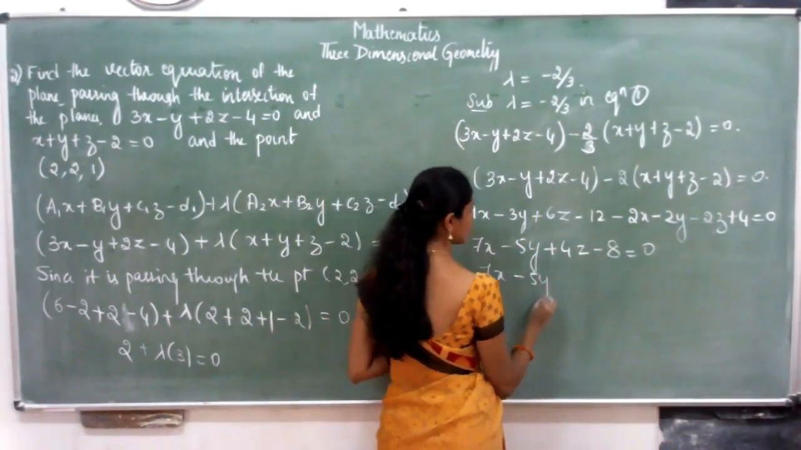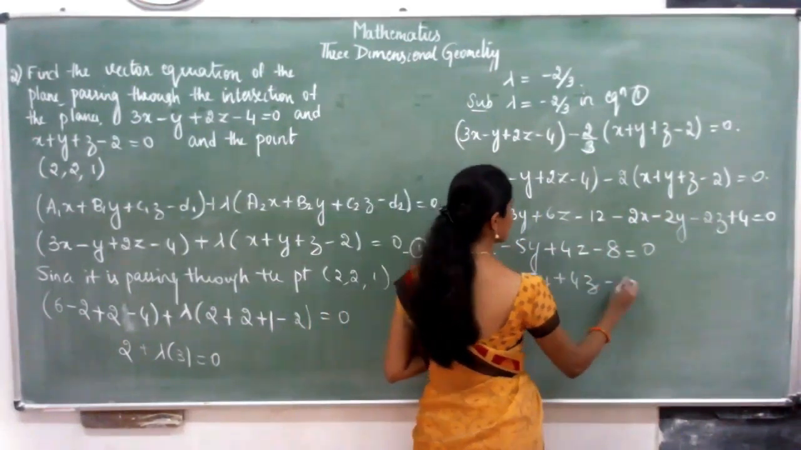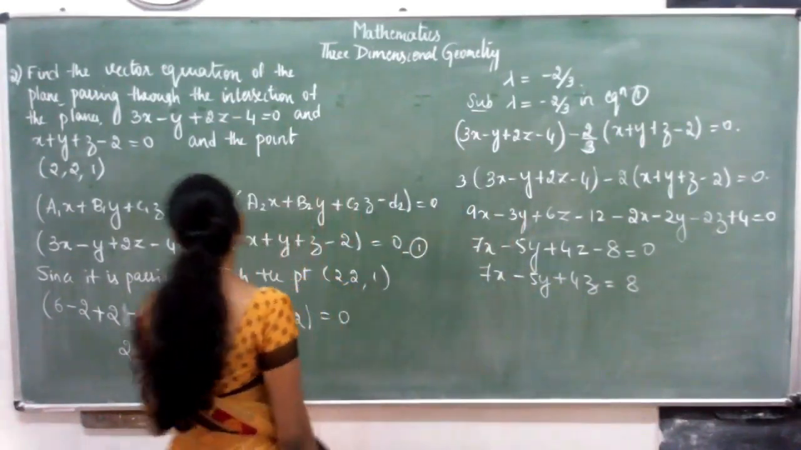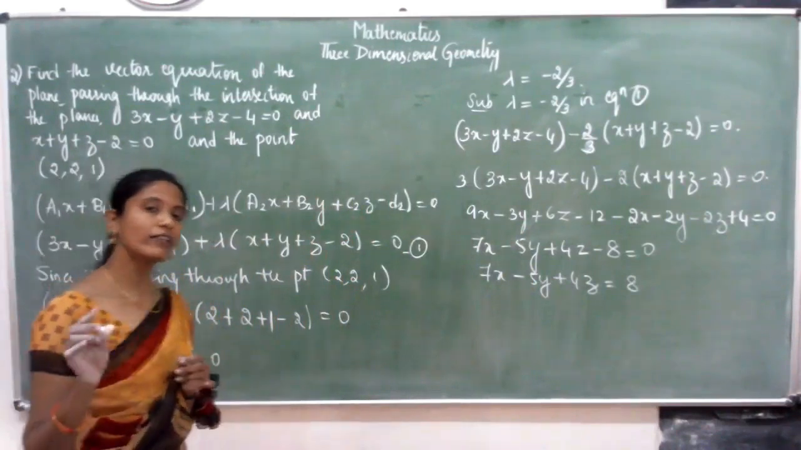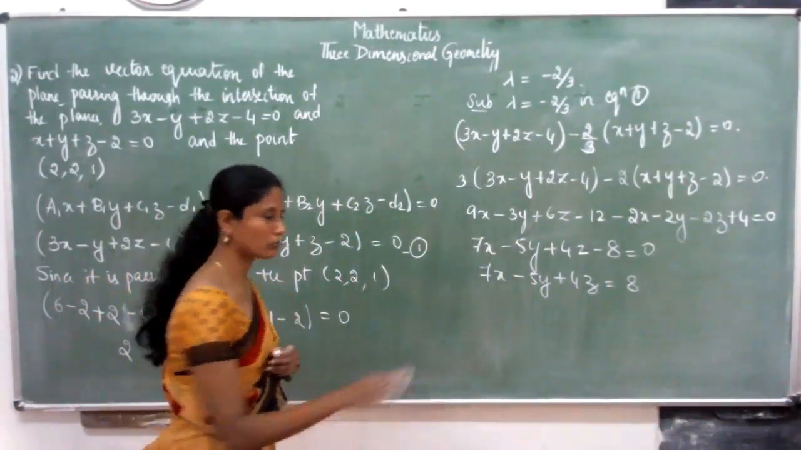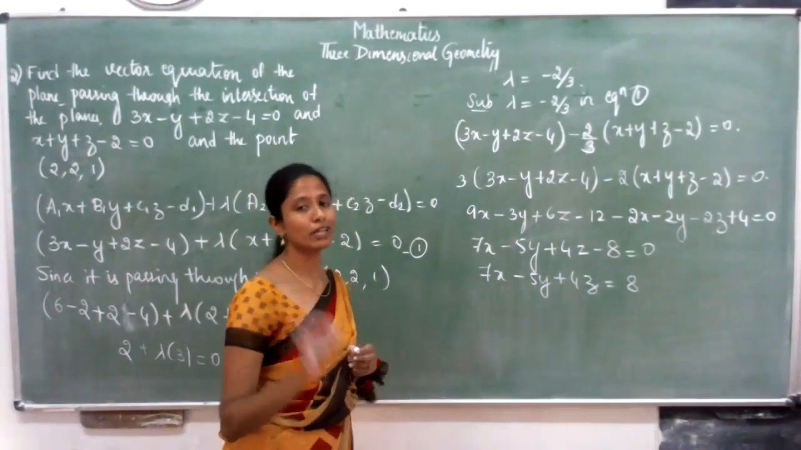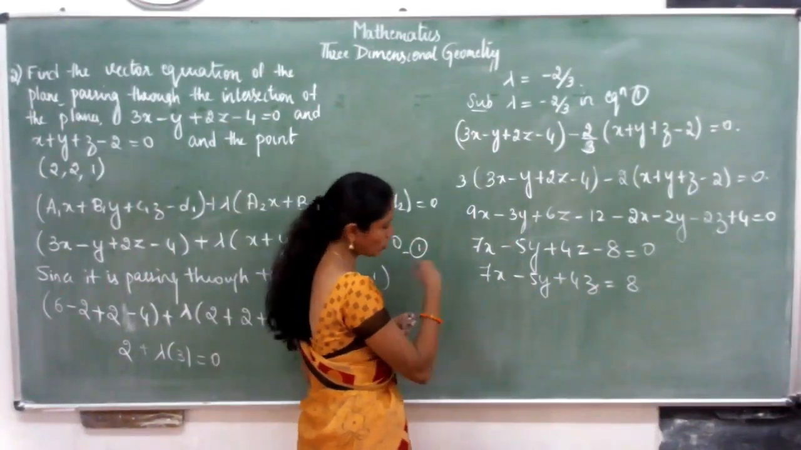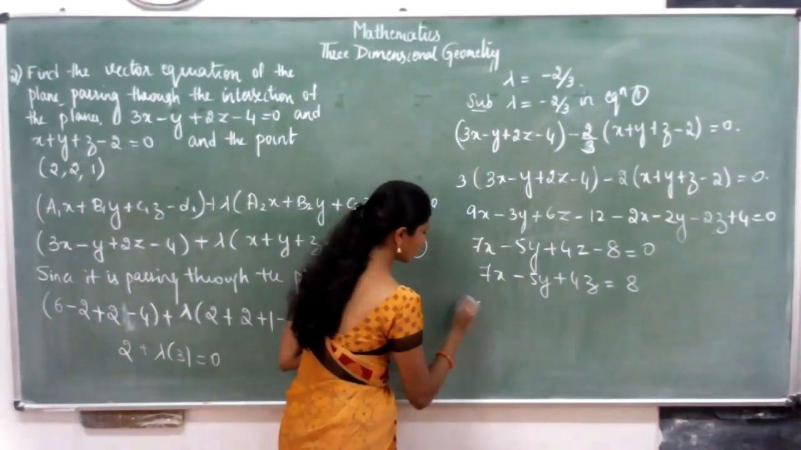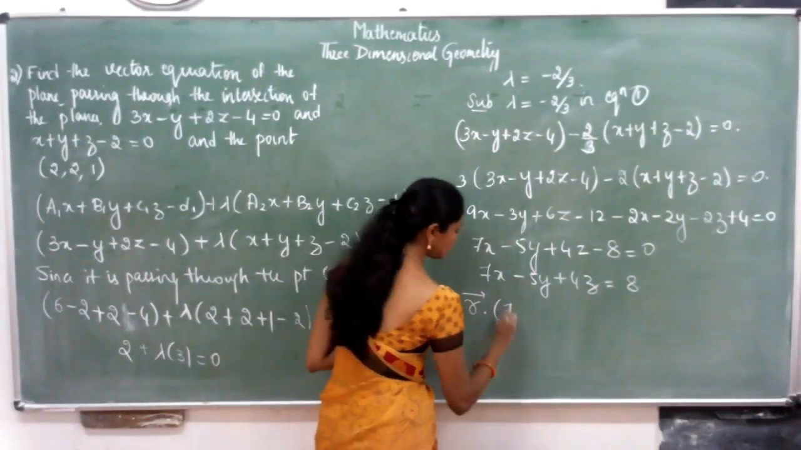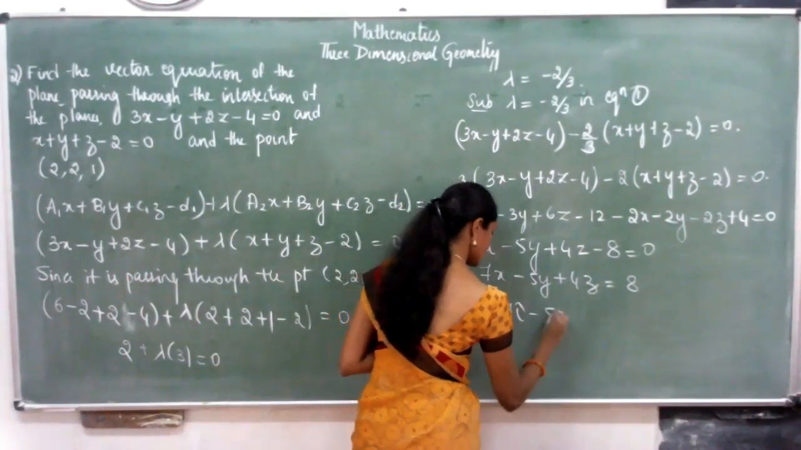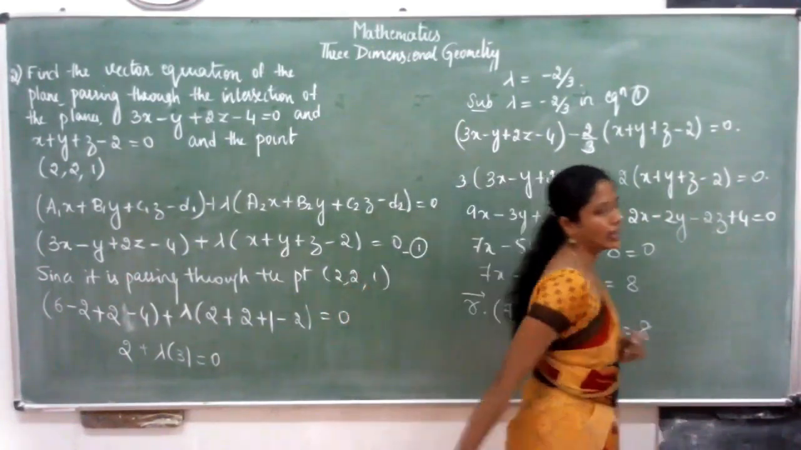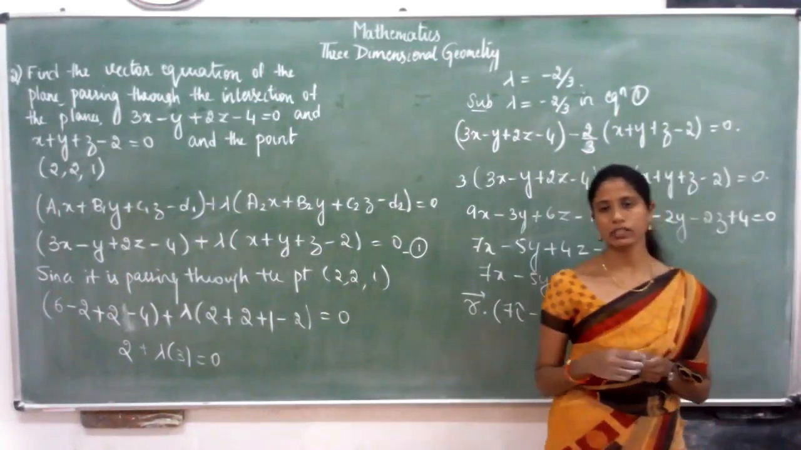Therefore, the Cartesian form of the equation of the plane passing through the intersection of the two given planes is this. Here, if they have not mentioned vector form or Cartesian form, you can just leave it here. If they mention which form of the equation they require, this is the Cartesian form. In order to write its vector form, we write vector r dot 7i cap minus 5j cap plus 4k cap is equal to 8. Okay, let us take up the next problem.